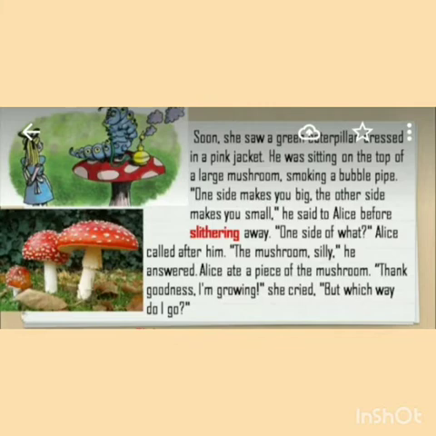So what is this girl doing? She is eating the piece of mushroom. Thank goodness I'm growing, she cried. But which way do I go? So after eating a piece of mushroom, she is becoming big. Now she doesn't know where to go. Okay. Have you all understood this one?